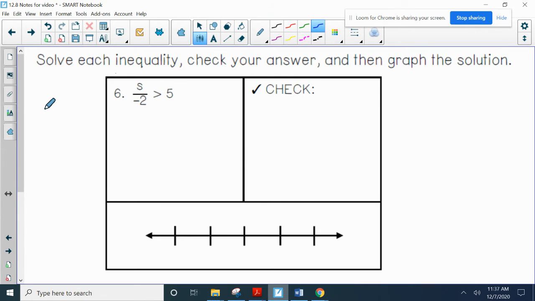All right, so we're going to go ahead and pause this now. And you're going to work through this one. Remember, there is a negative in that negative 2 that S is being divided by. I want you to go ahead and try this one. Solve it, check it, and graph it. And when you're done doing so, unpause this because I'm going to go over it.